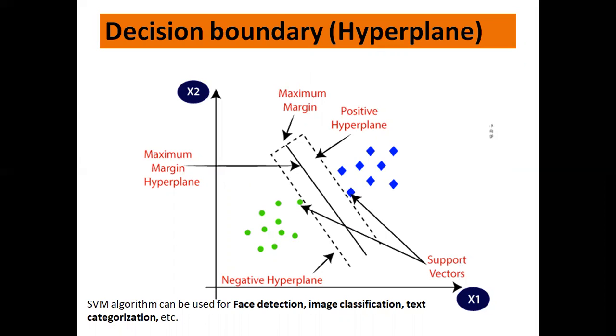Now, what is our goal? Our goal is to maximize the margin. What margin do you need to maximize? You need to maximize the distance between the two classes. So you need to put a line, that is a decision boundary or hyperplane, in such a way that the distance between the two support vectors is maximum. You can see the maximum margin, and this is the maximum margin hyperplane. SVM can also be used for face detection, image classification, text categorization, etc.